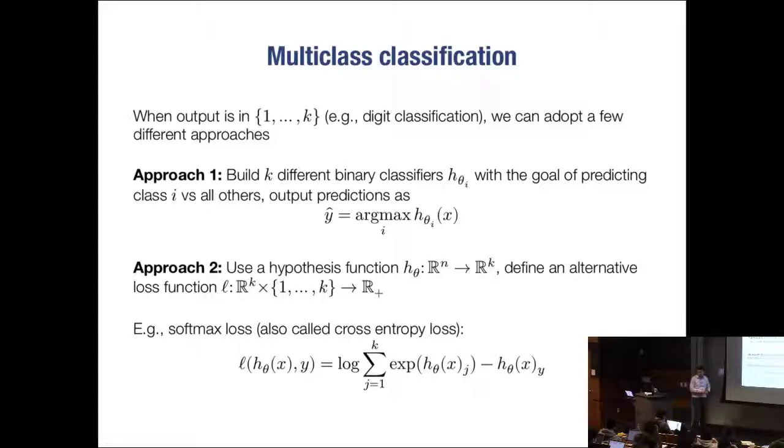Here we don't have +1, -1, right? No, you still have +1 and -1 here. Each h could be positive or negative. If it's positive, it means it thinks it's that class. If it's negative, it means it thinks it's not that class. But each one is a normal binary classifier where the labels are +1 and -1. Any other questions?